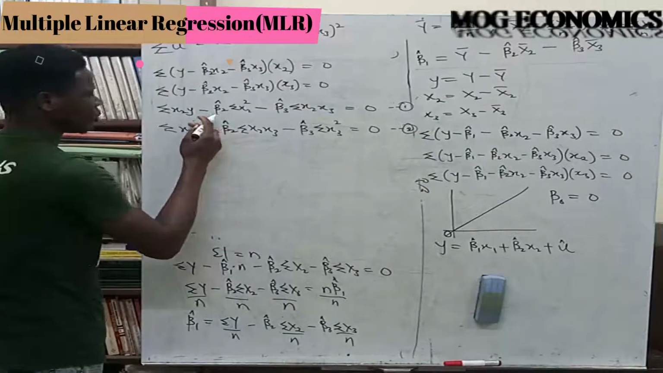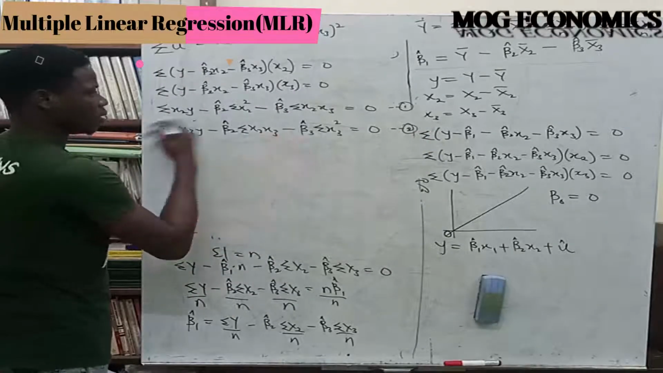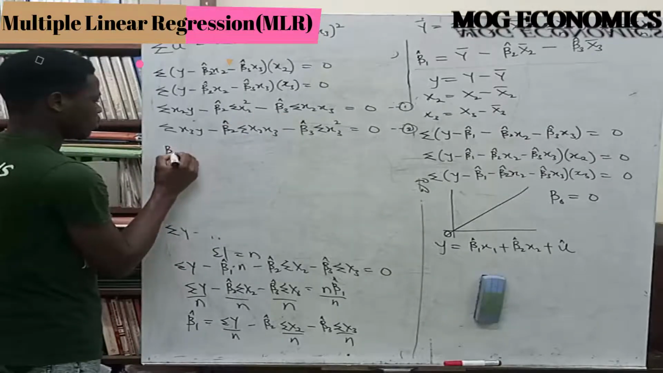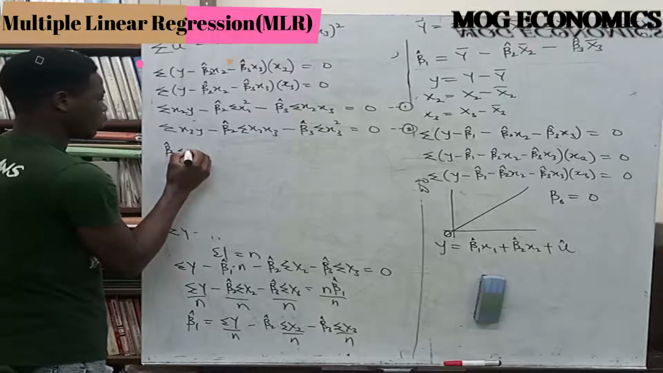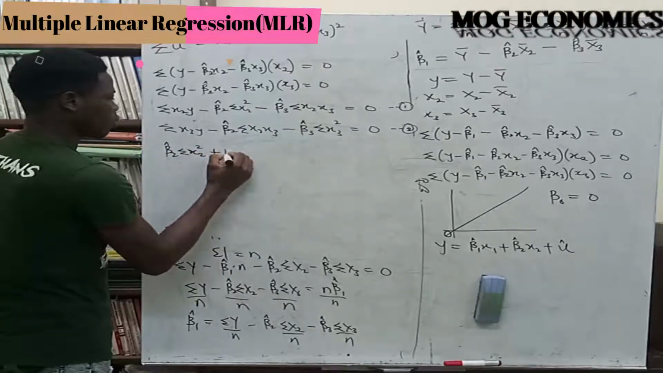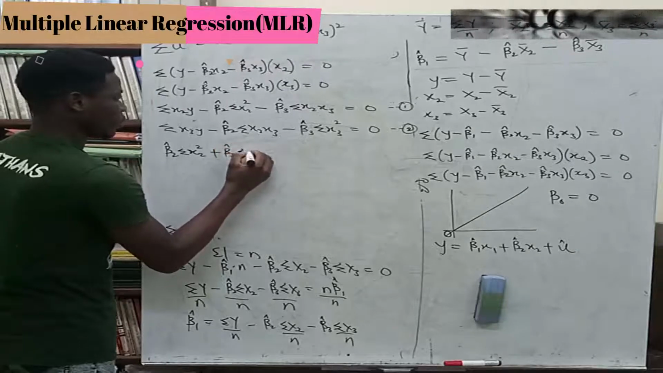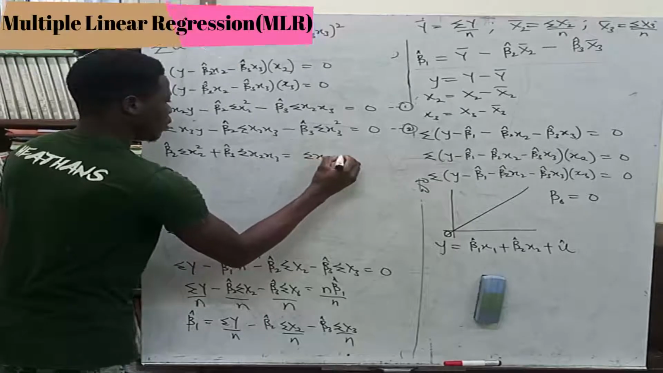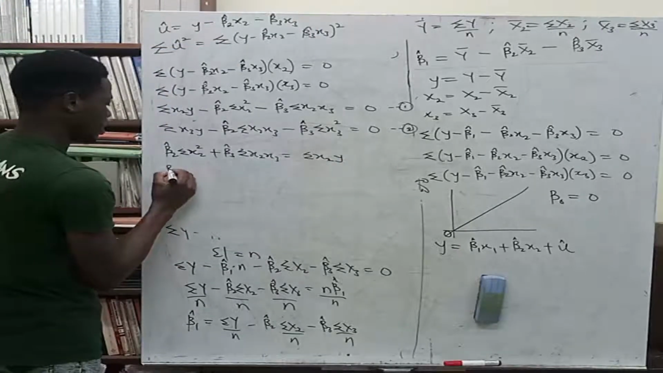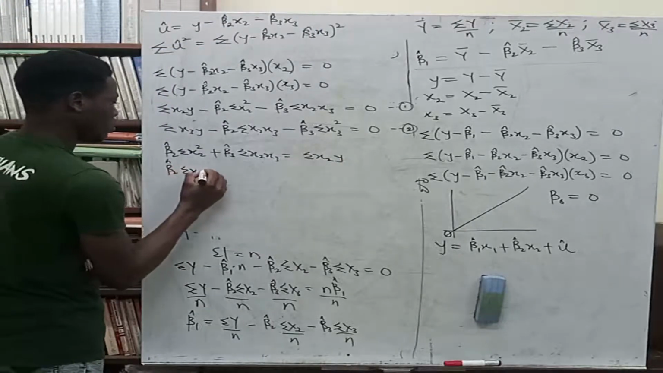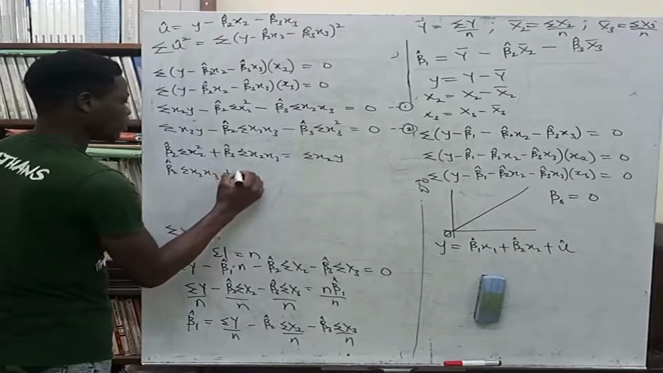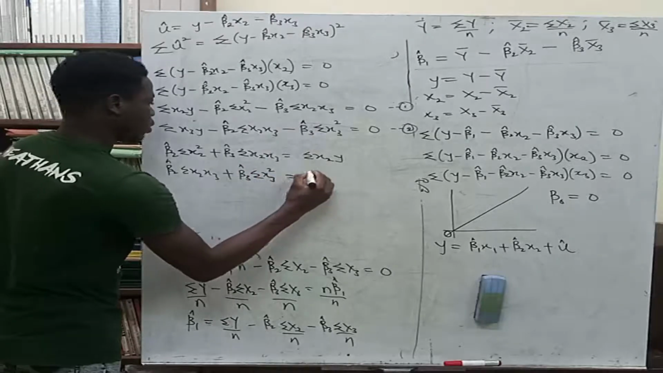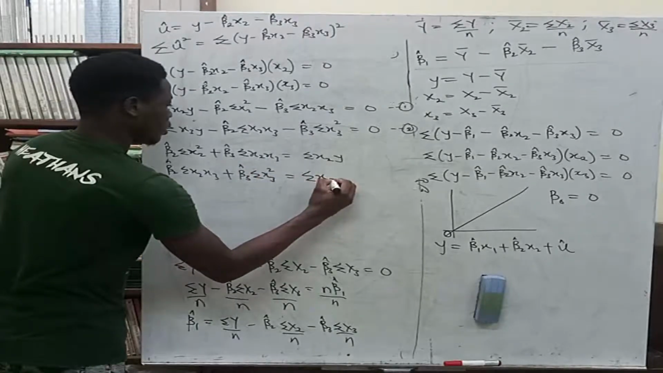So let's make some terms stand on the right hand side and some on the left hand side. So we have beta 2 summation x2 squared plus beta 3 summation x2 x3 equals summation x2y. Then we have beta 2 summation x2 x3 plus beta 3 summation x3 squared equals summation x3y.